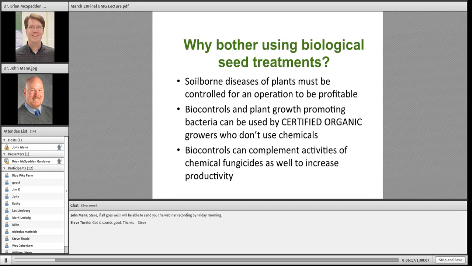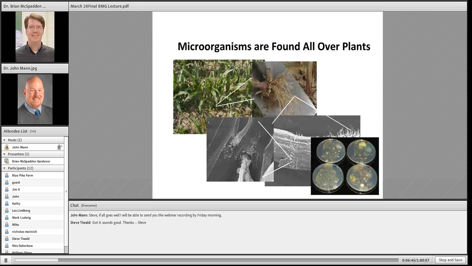The bottom line is that soil-borne diseases of plants must be controlled for an operation to be fully profitable. Certified organic growers who don't use chemicals can use biological controls and plant growth promoting bacteria to serve this purpose. And it's been shown in a number of studies that the biological agents can actually complement the activities of certain chemical fungicides to increase productivity in conventional farming as well.